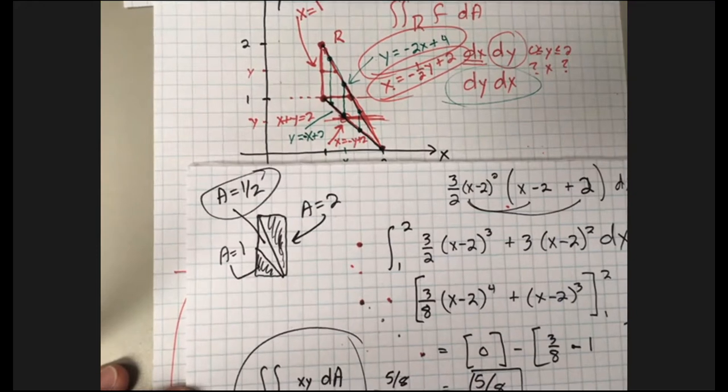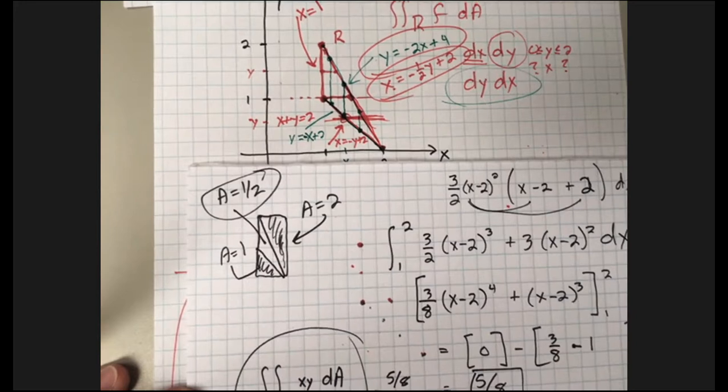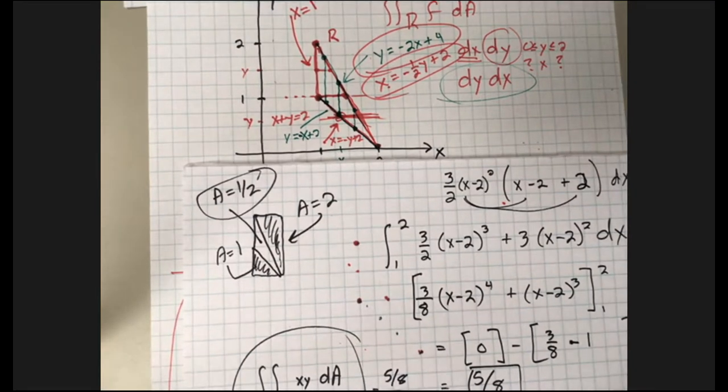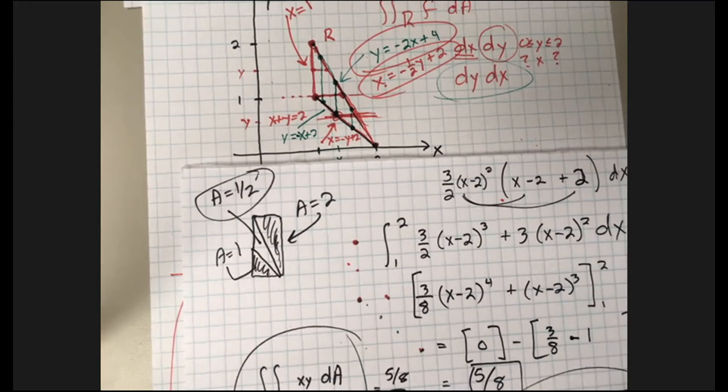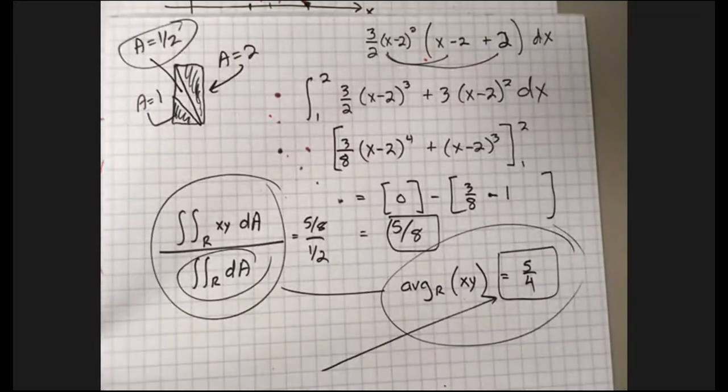The average value of xy over that region is 5/4. And I want to do that for you visually. I want to talk about polar coordinates for a second, but I also want to do this for you visually so you can see this. I want you to see what it means for the average value to be 5/4. So let's plot.